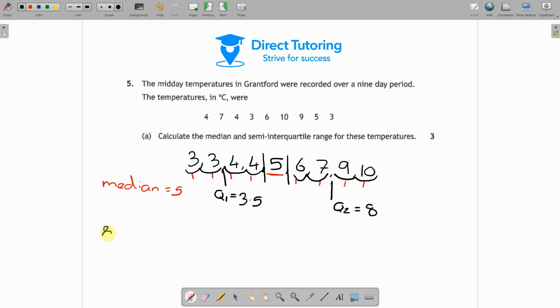Now, the semi-interquartile range, or SIQR, is the average of the two. So we're going to take the 3.5 plus 8 and then divide by 2. Because what we have to do here is take the average of the upper and lower quartiles. So if we work that one out, we get a value of 2.25 degrees.